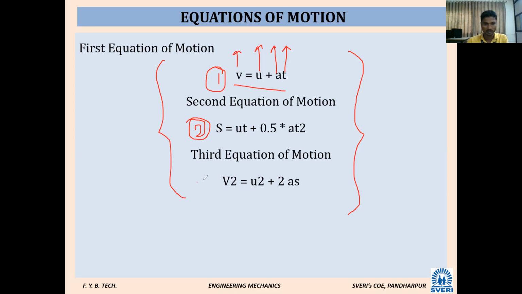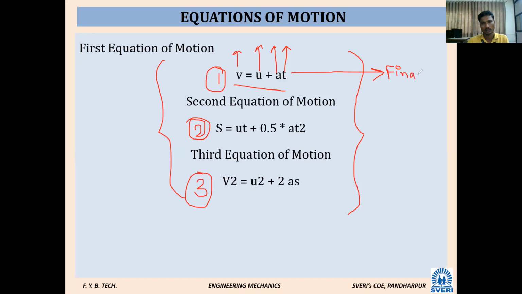And what is the third equation of motion? V square is equal to U square plus 2AS. Okay, so all these terms now. So what can we find using the first equation? Final velocity. So we can find the final velocity.